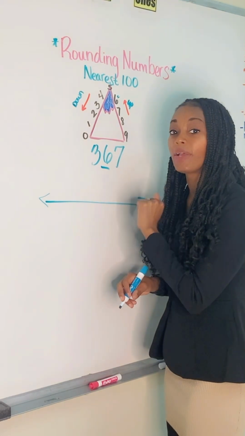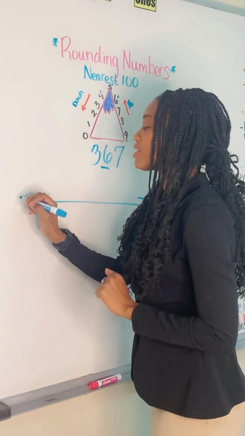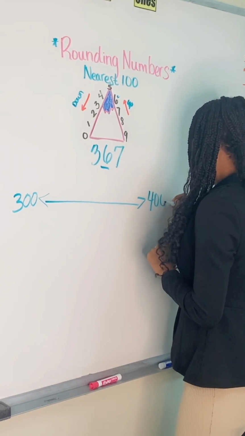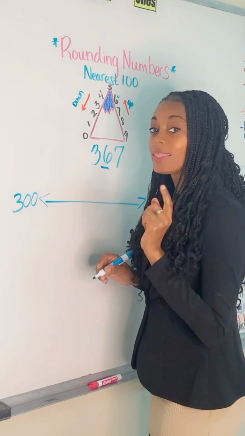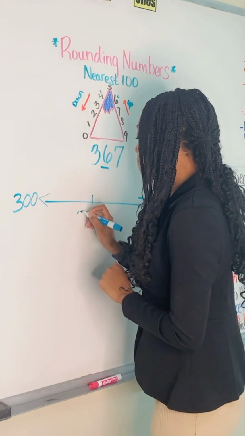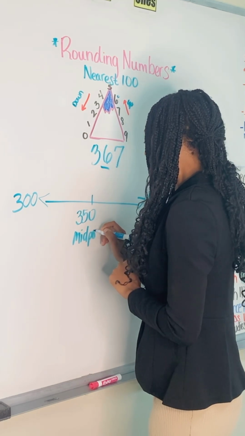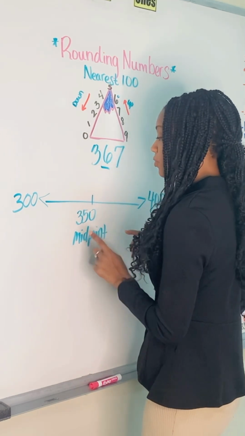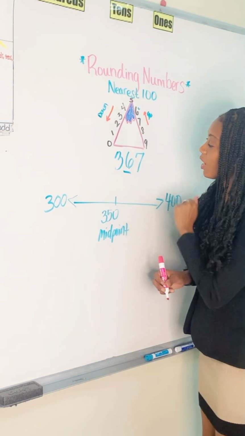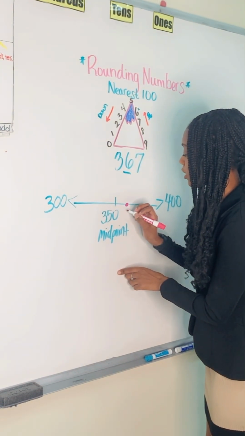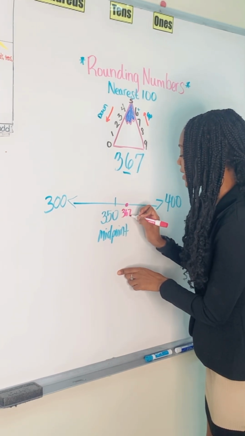367 comes between which two hundreds? That's going to be 300 and 400. I'm going to then mark my midpoint, which is 350. Your midpoint comes between both hundreds. We're going to plot our number 367. That's going to be somewhere close to here. We're going to plot 367.